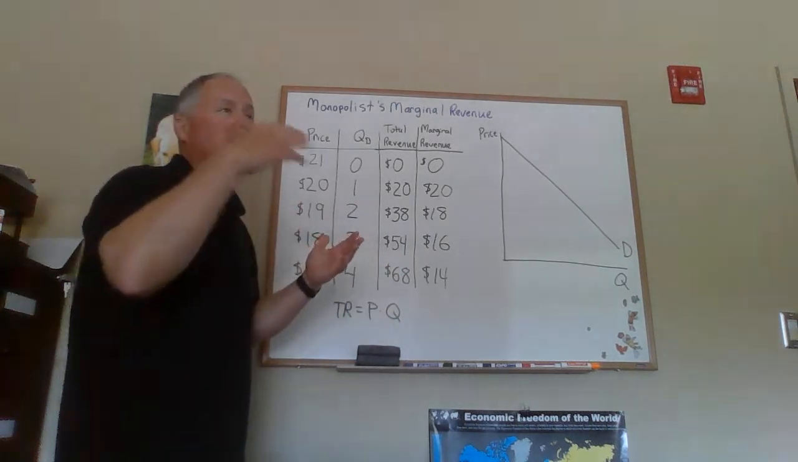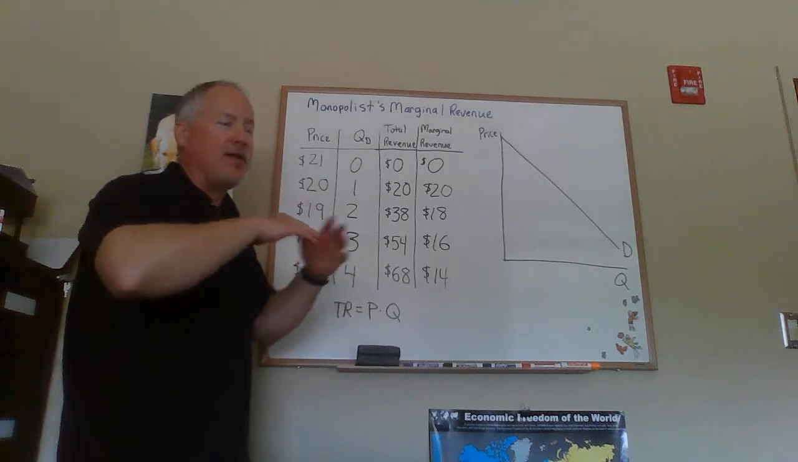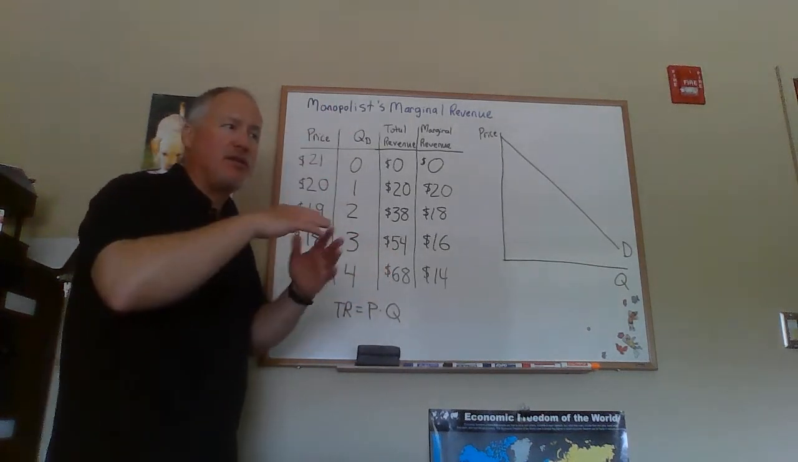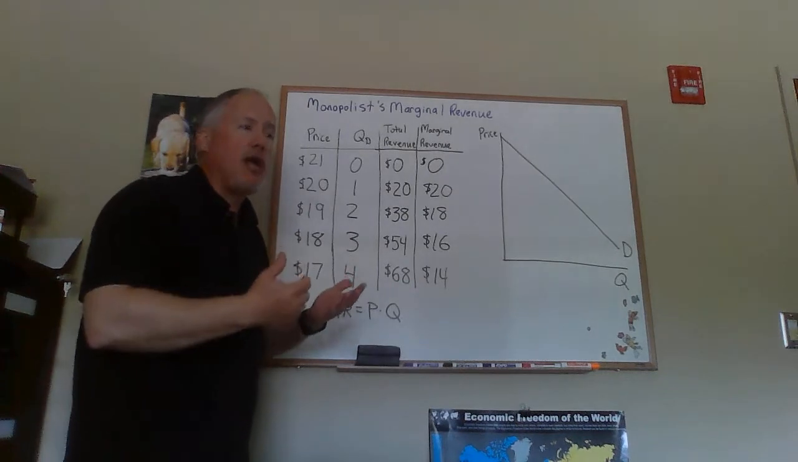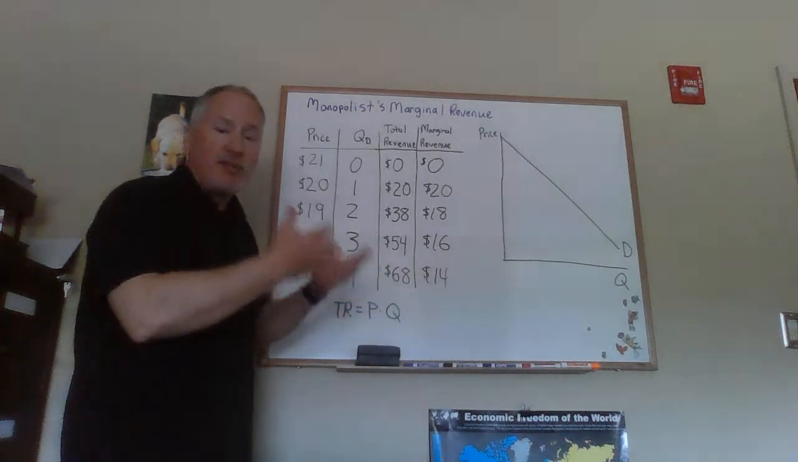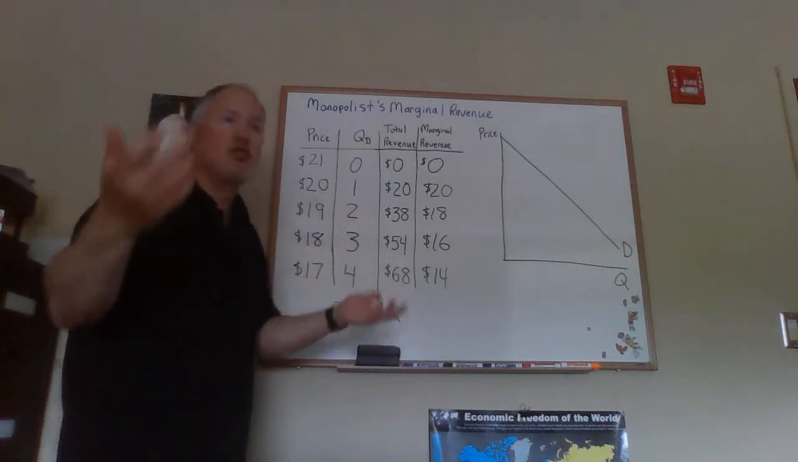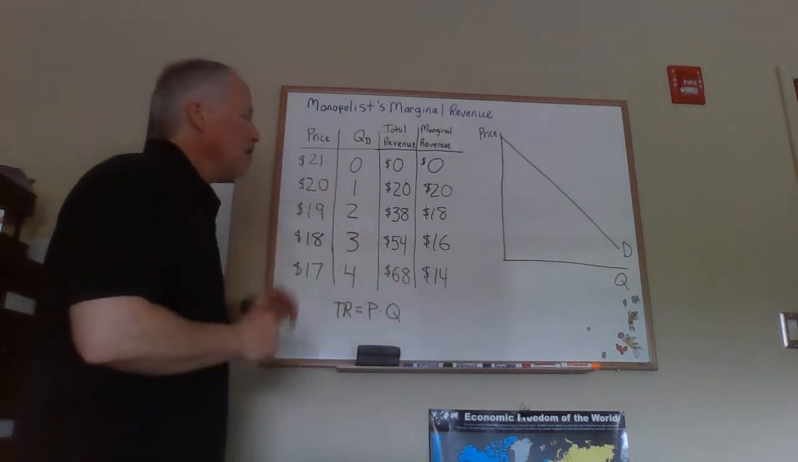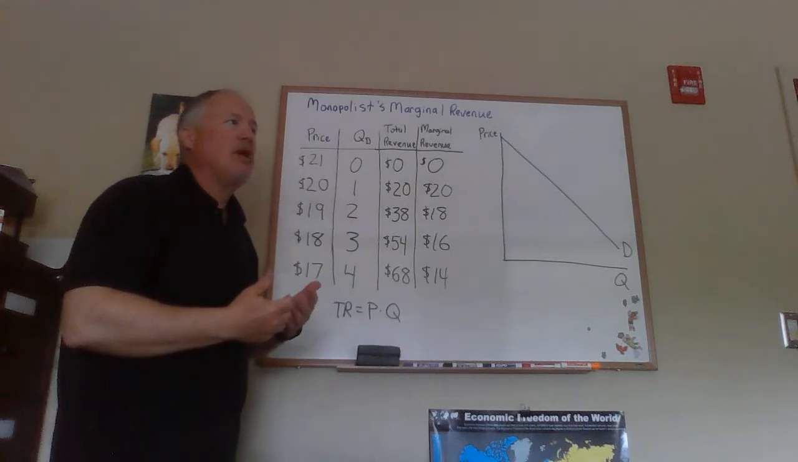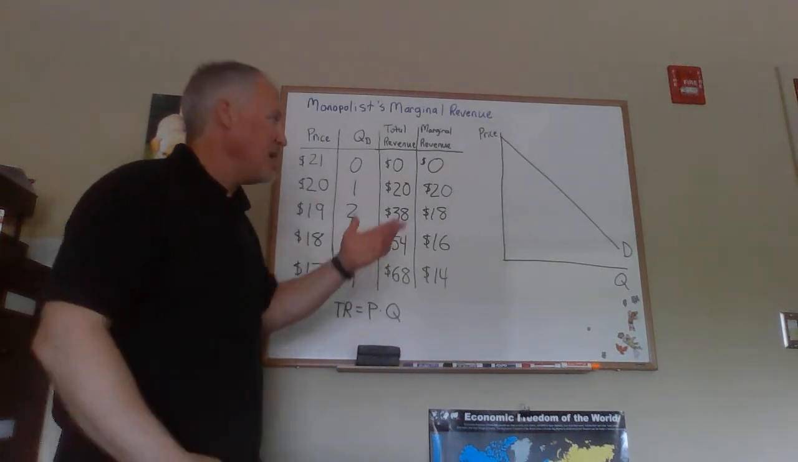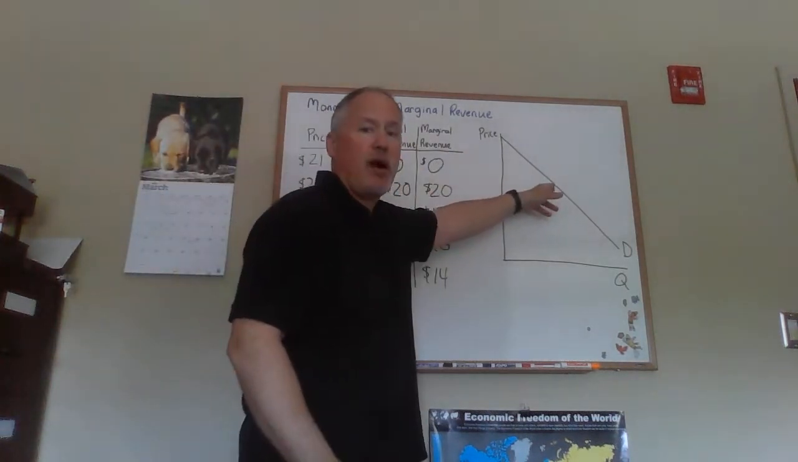So if you can sell as many units as you want at a price of $20 and the price that you're selling at doesn't go down, then the marginal revenue is always exactly equal to the price. You sell a seventh unit, you get an extra $20. But the monopolist faces the situation that if they want to sell more, they have to lower the price.